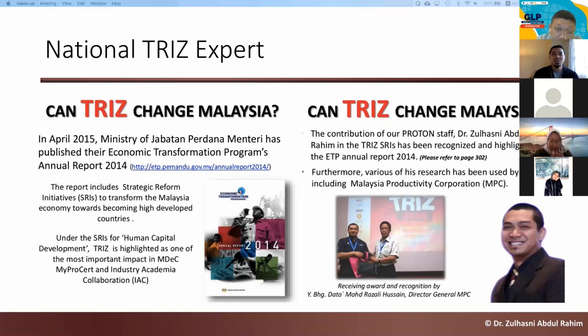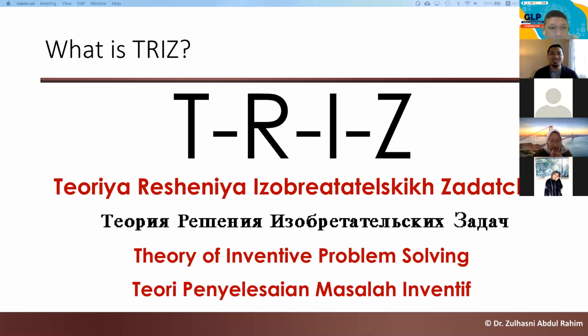So what is TRIZ? It's a crash course for us within 55 minutes. I have a lot of slides actually, but I do it step by step. TRIZ is an acronym from Russia. It stands for T for Teoria, R for Resenya, I for Izobretatelskikh, Z for Zadach. So it's not Javanese or any native language in Indonesia. It's a Russian acronym. In English we call it the theory of inventive problem solving. In Bahasa we call it teori penyelesaian masalah inventif. That's how we pronounce it in Bahasa Melayu.